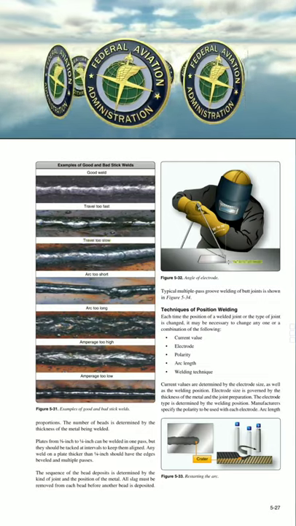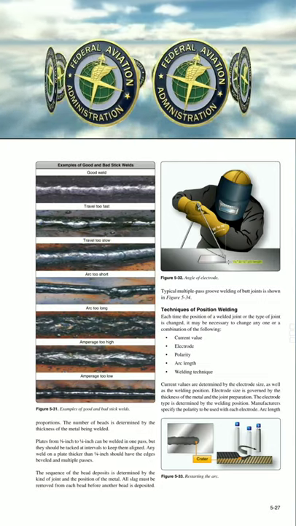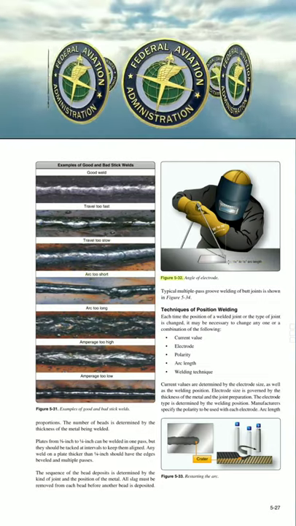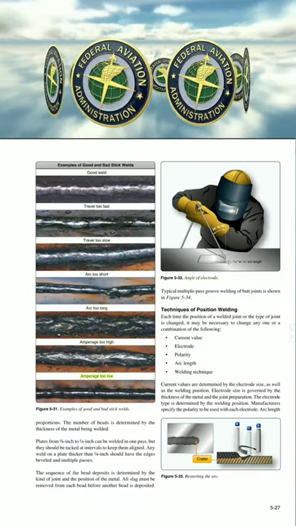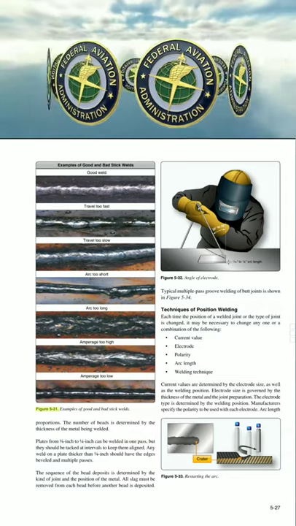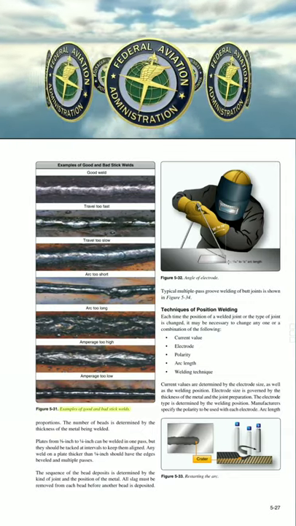Travel too slow. 1/16 to 1/8 arc length. Arc too short. Figure 5-32. Angle of electrode. Arc too long. Amperage too high. Amperage too low. Figure 5-31. Examples of good and bad stick welds.